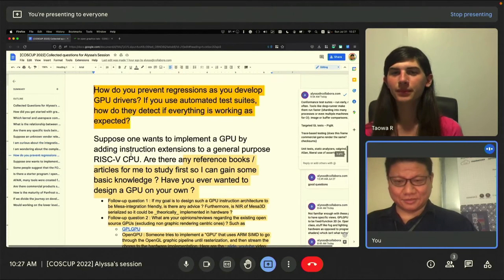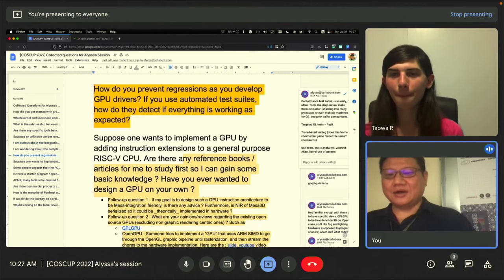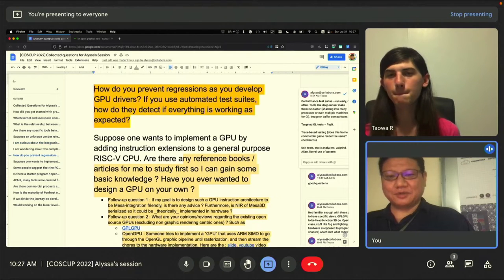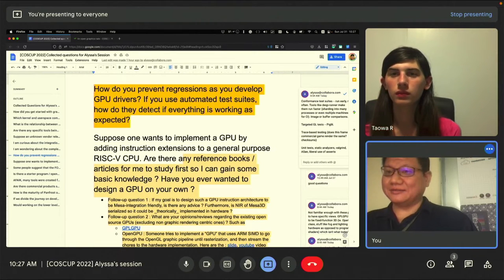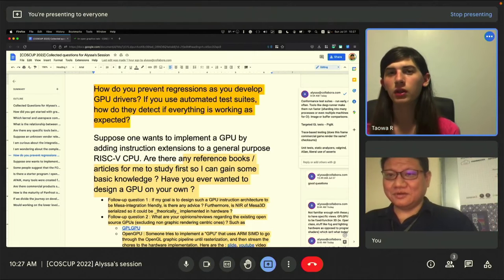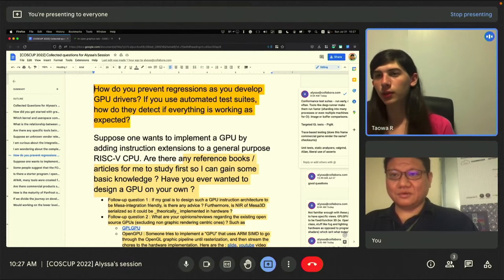Okay, just jump to this one. So how do you prevent regressions as you develop GPU drivers? If you use automated test suites, how do they detect if everything is working as expected? Sure, we have a large number of tests at our disposal.